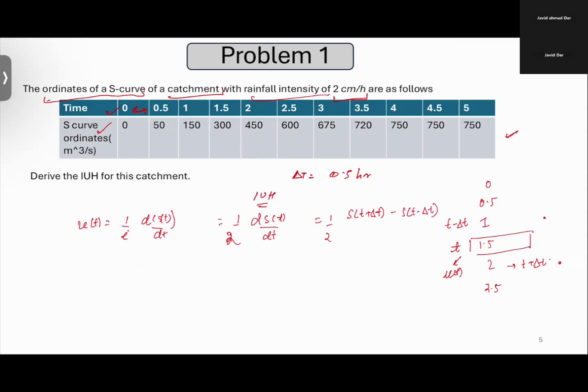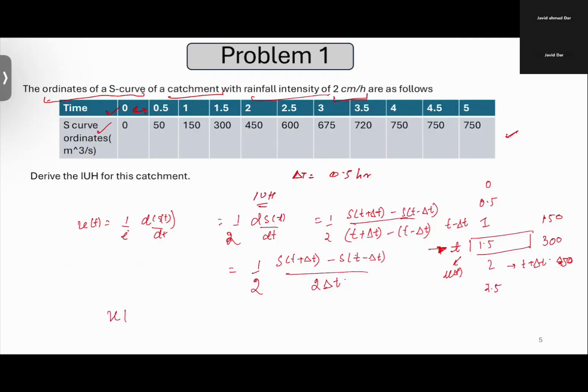There are other methods, like the method of forward difference and backward difference. And dt will be t plus delta t minus t minus delta t, the change in time. So this is 1 by 2 times S of t plus delta t minus S of t minus delta t, divided by dt, which will be twice delta t. Now let's say corresponding to 1 you have a value of 150, at 1.5 you have a value of 300, and here you have a value of 450. Now at this time step I need to find u of t.